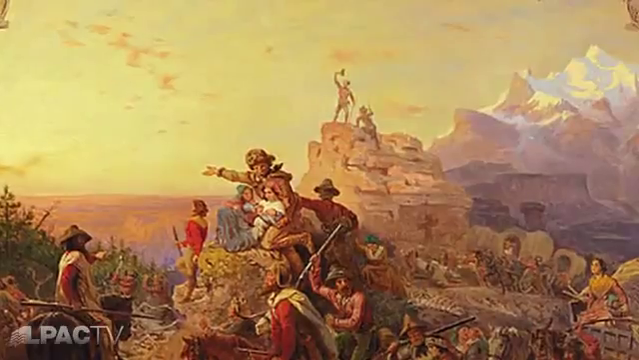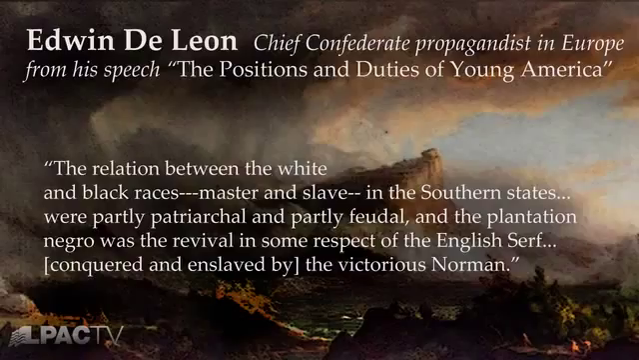Edwin de Leon would later write in his memoirs that the relation between the white and black races, master and slave, in the southern states was partly patriarchal and partly feudal, and the plantation Negro was a revival in some respect of the English serf, conquered and enslaved by the victorious Norman.